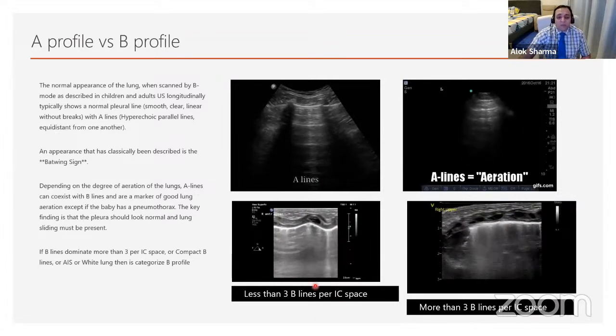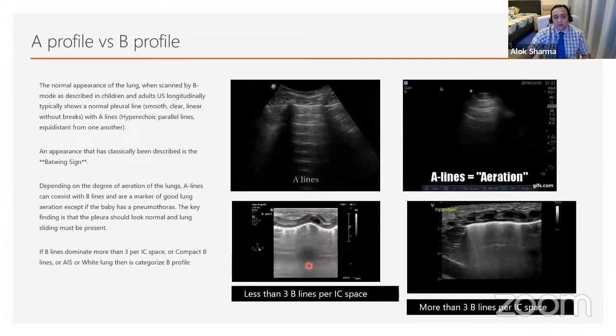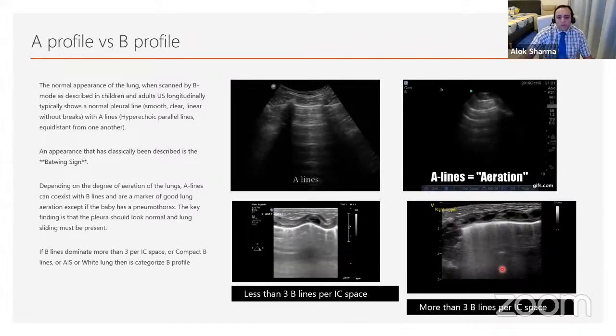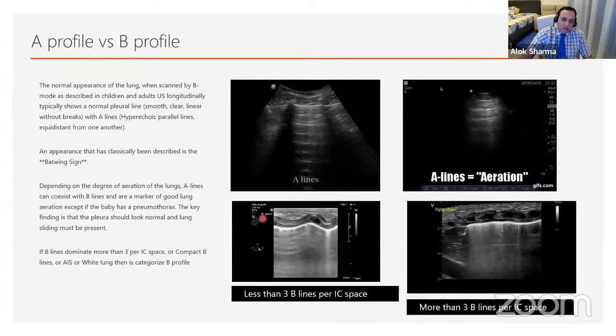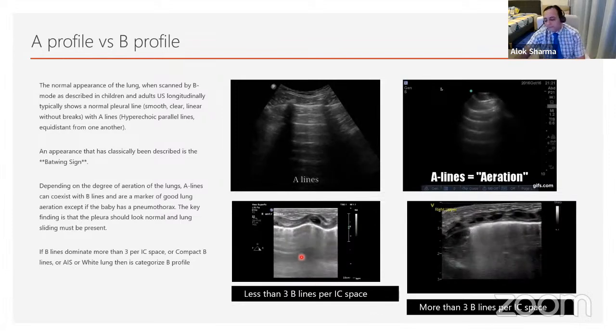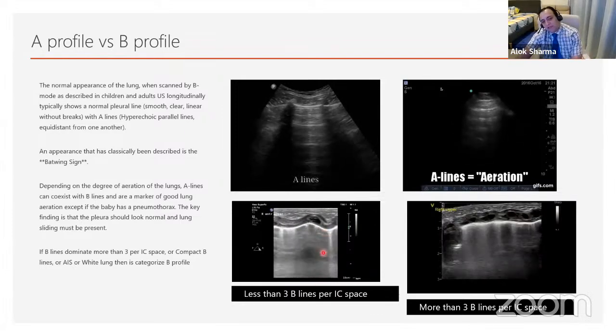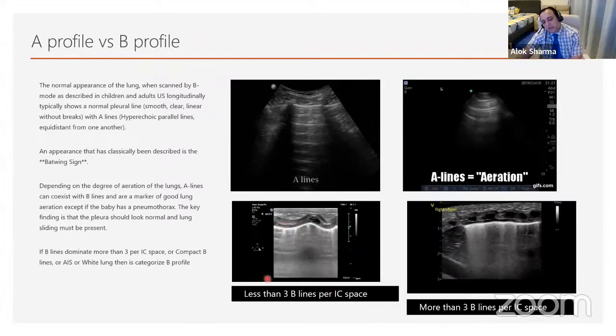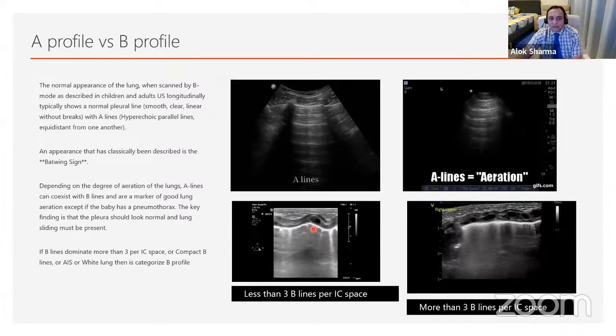But then you have a profile in between, which is A dominant with B lines. Now, there is no terminology for this, but for all practical purposes, I would ask you to think about using an AB or a BA profile. If you are technically A dominant, it's an AB profile. But if you're B dominant, it's a B profile. So an AB profile for me is a reflection of transitioning lung. Or if you have a double lung point, again, you might have a B profile on one side with an A profile on the other side. And again, some people like to call that an AB profile.